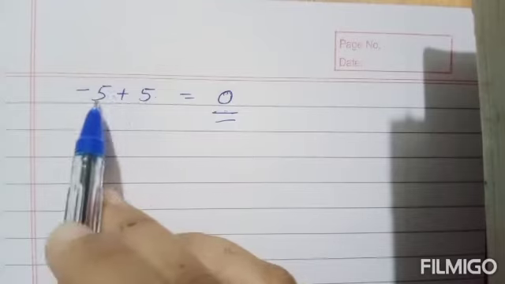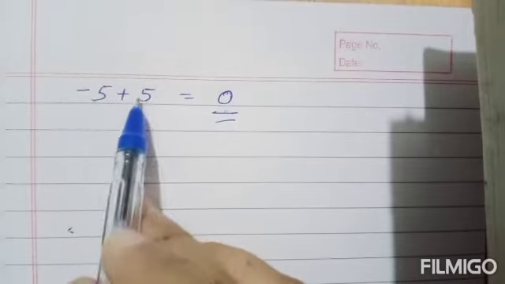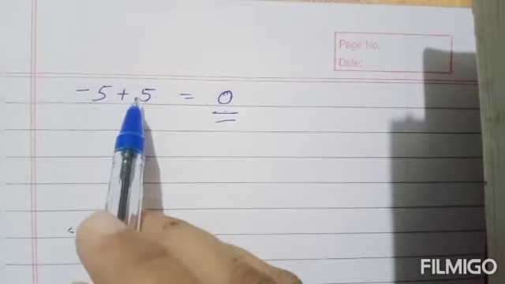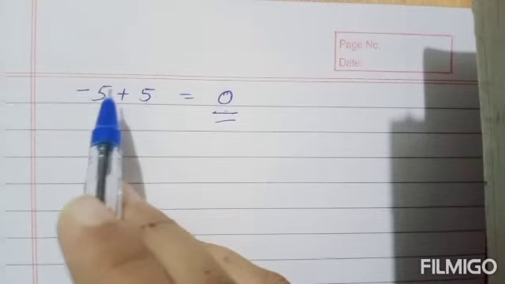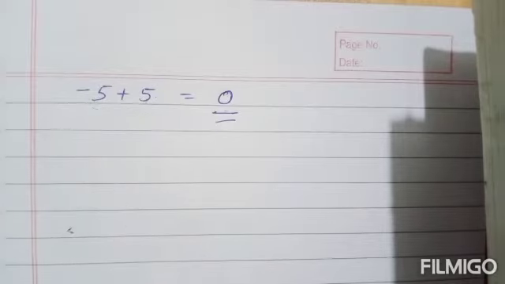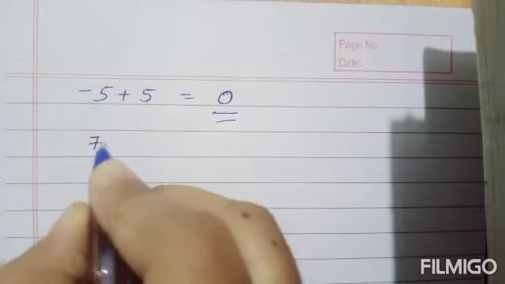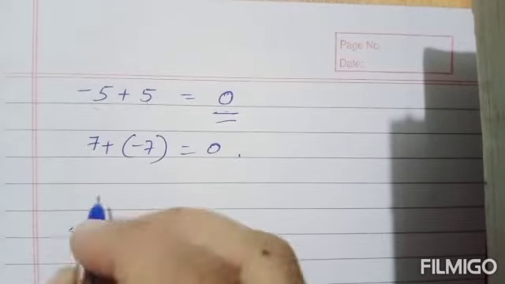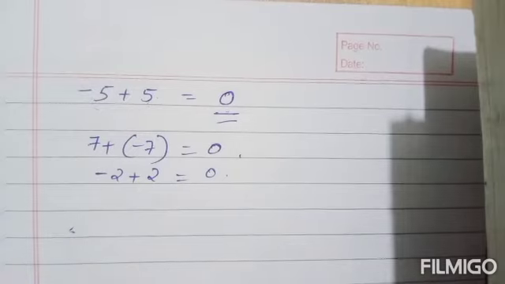Okay, so if two integers have same magnitude, means the number will be same, and opposite signs, one is negative, the other is positive. Okay, if two integers have same magnitude and opposite signs are added, the result is 0. Okay, 7 plus minus 7, it will be 0. Okay, minus 2 plus 2, it will be 0.